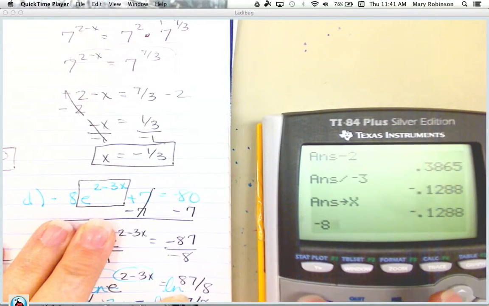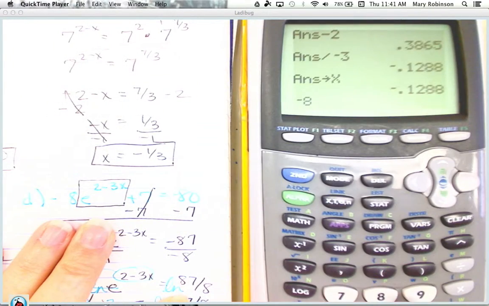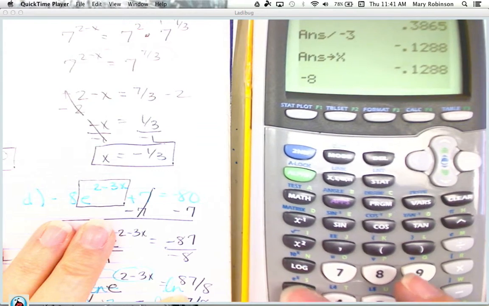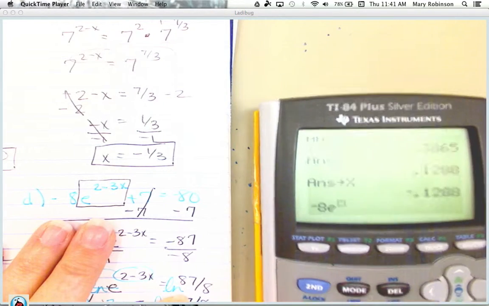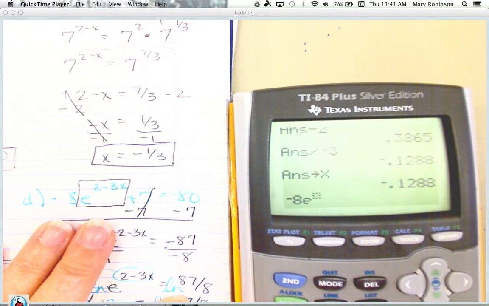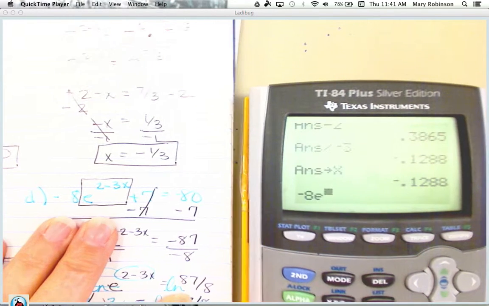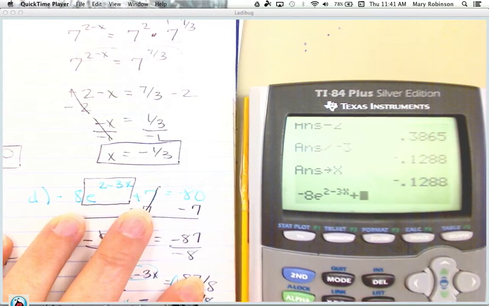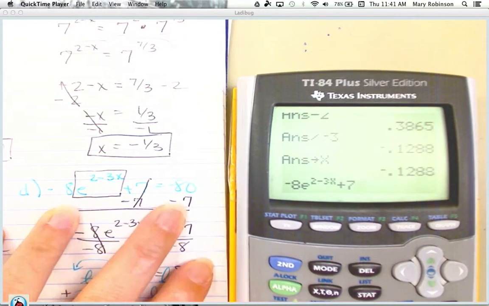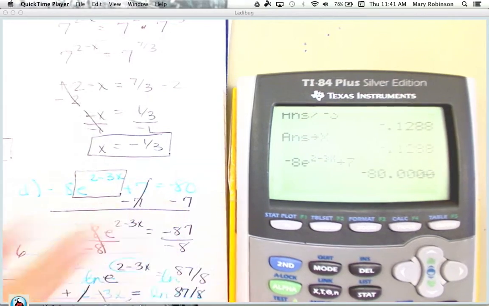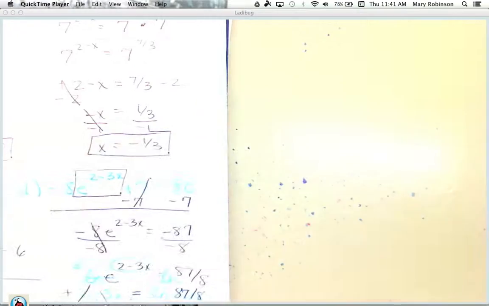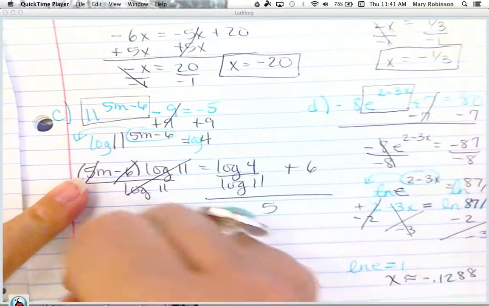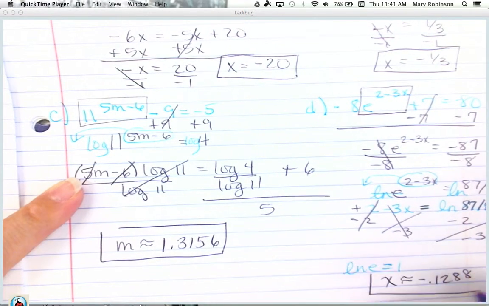Negative 8. E to the x is second natural log. If you look at natural log, it says e to the x. Or you can just use the e above the divide key and then do your exponent. So negative 8 e to the 2 minus 3x. Bring it down and add 7. If our answer is right, it'll equal negative 80. And it does. All right. So there are all of your answers for part 4.